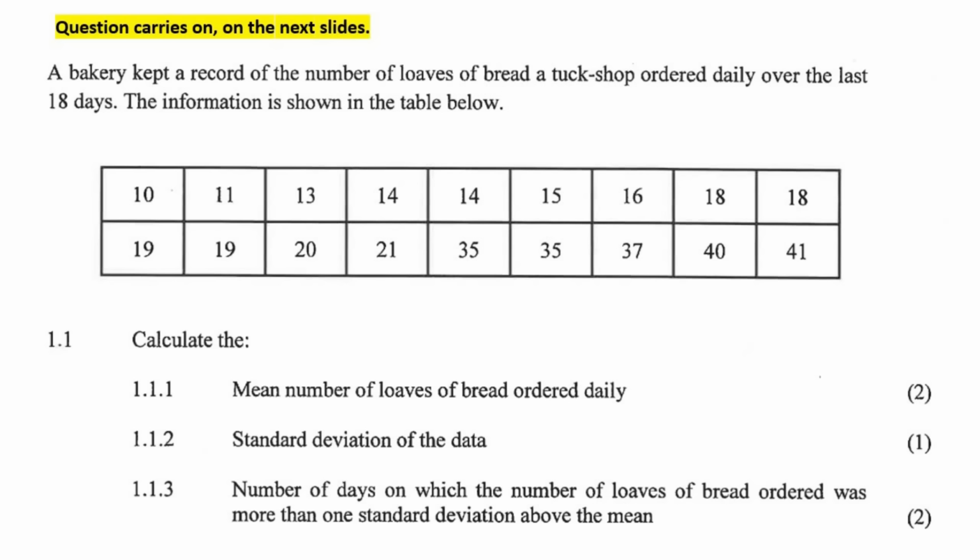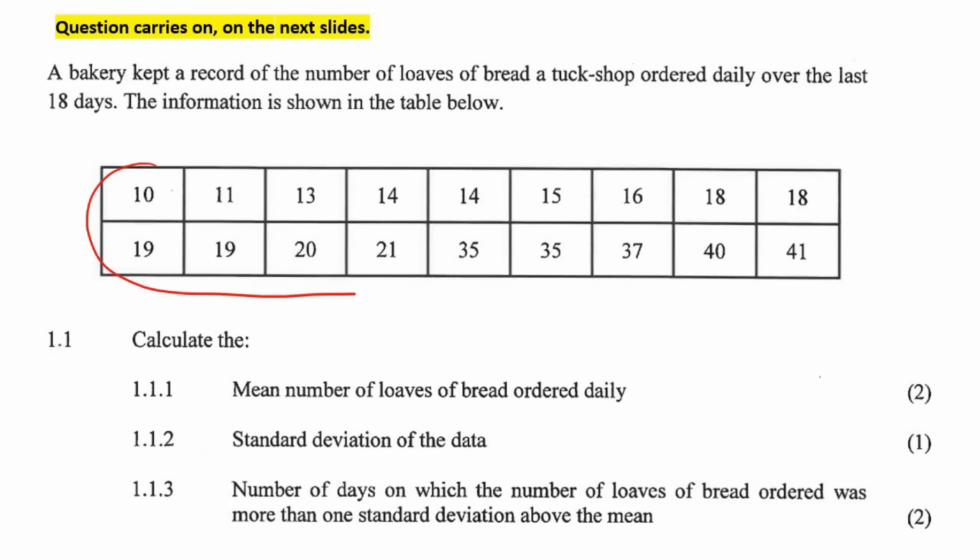So here we have a bakery that is selling bread, or they're ordering. Wait, it says a bakery kept a record of the number of loaves of bread a tuck shop ordered over the last 18 days. So here's the 18 days over here. Calculate the mean. Okay, so the mean is very easy.